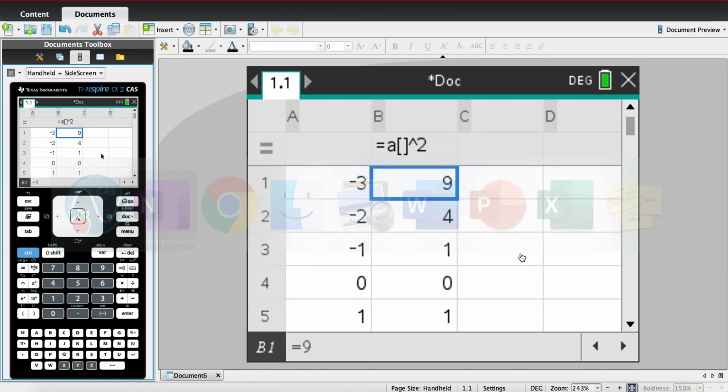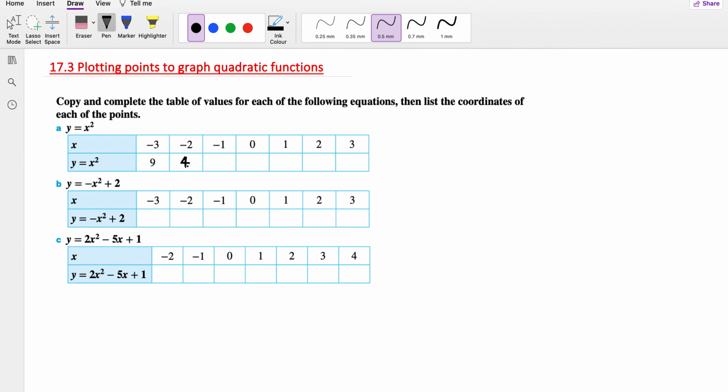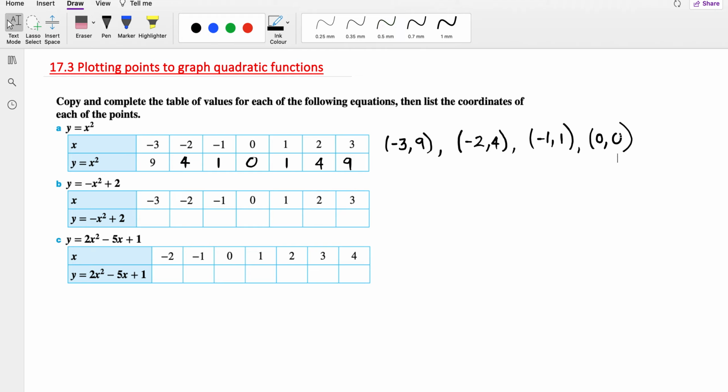So then I just have to complete my table very quickly. I have here 9, then 4, 1, 0, 1, and I know that this one is going to be 4 and 9. But notice that the question is asking to list the coordinates of each of the points. So you have to write -3, 9, and that refers to this one, then comma, -2, 4, comma, -1, 1, comma, 0, 0, and so on. Okay, let's say that you have completed this one.